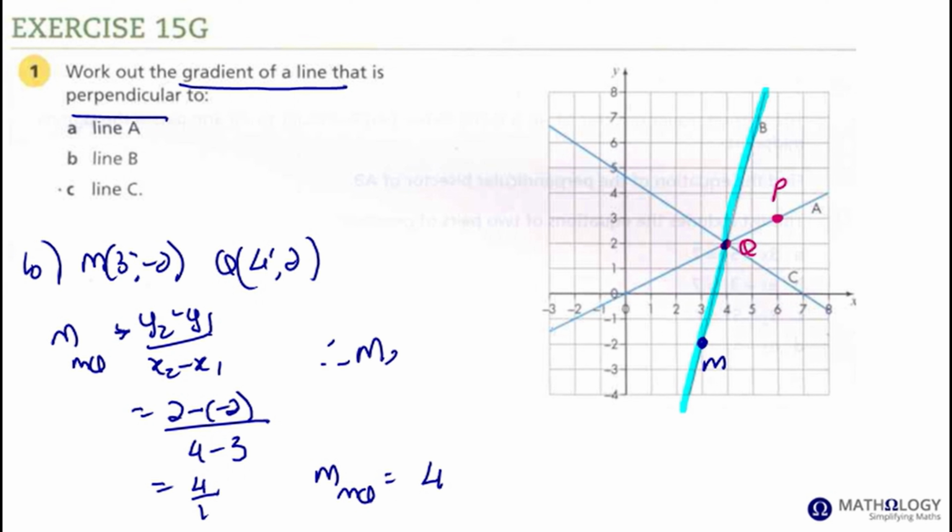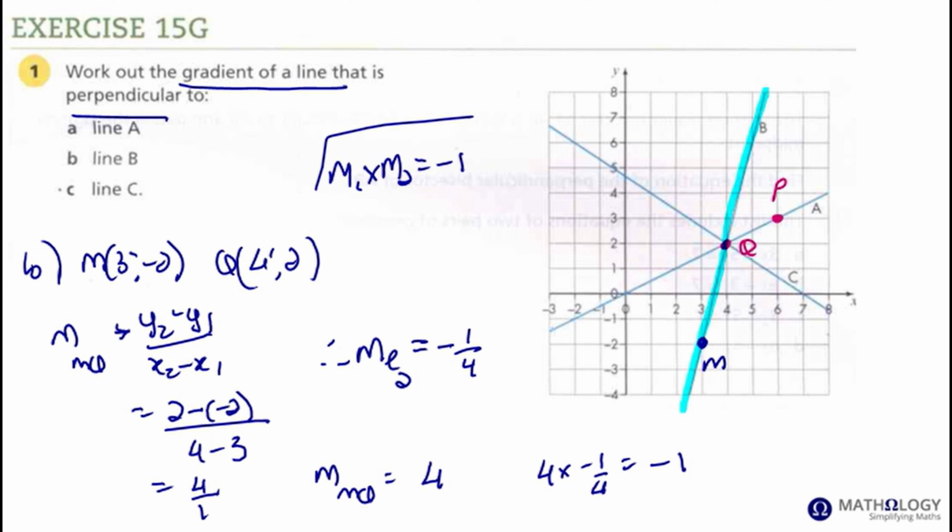The gradient of the next line, line 2, the line that is perpendicular to line B, will be the negative reciprocal of 4. 4 is positive, so the perpendicular gradient will be negative, and the reciprocal of 4 is a quarter, because 4 equals 4 over 1. 4 times minus a quarter equals minus 1, and that's the condition for perpendicular lines. Gradient 1 times gradient 2 equals negative 1.